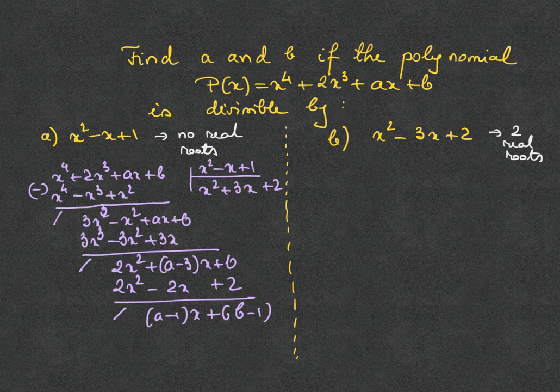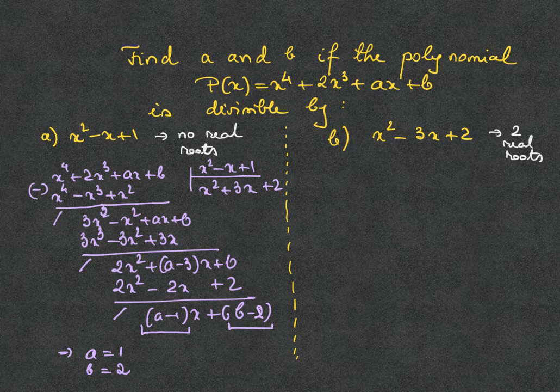But the question says that p of x is divisible by x squared minus x plus 1, so I should expect that everything cancels down. So here I should have gotten 0 and 0 to be divisible. Therefore, a needs to be 1 and b minus 2 is 0, so b needs to be 2. And that's my answer.